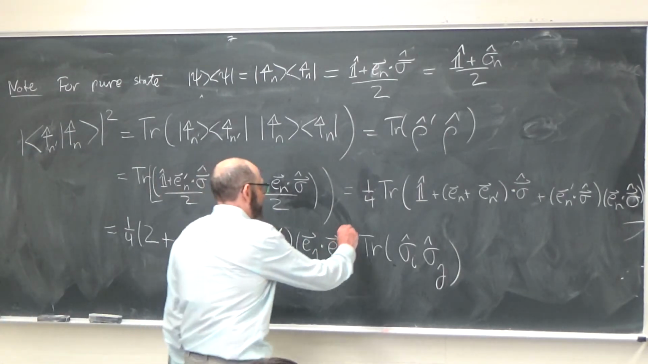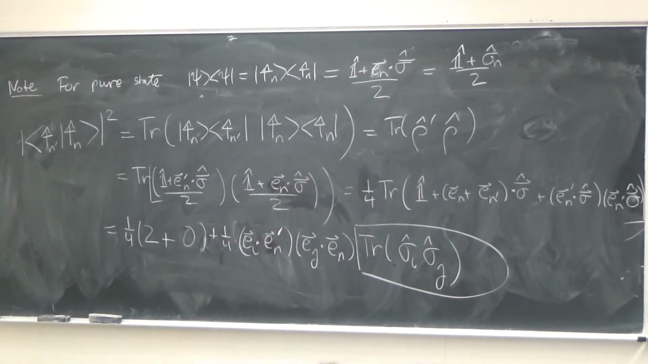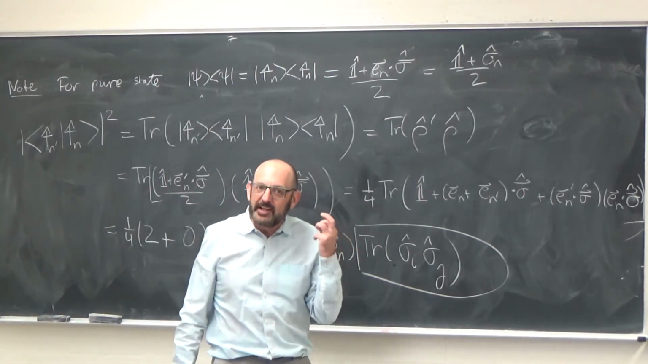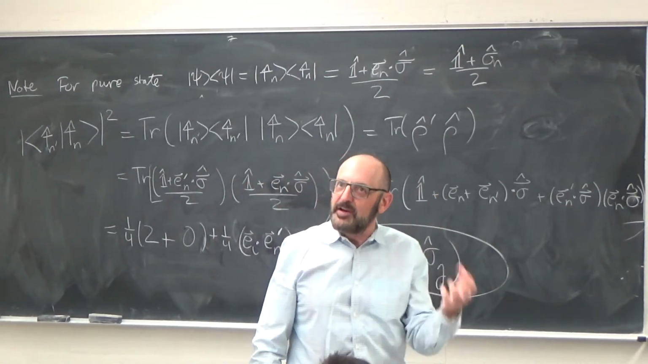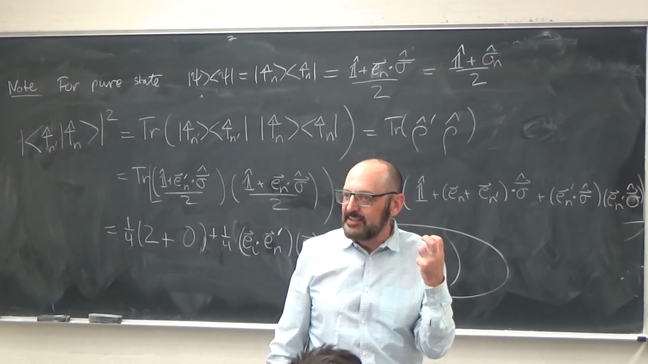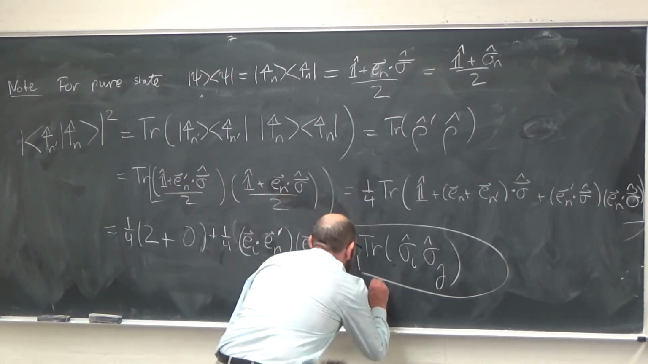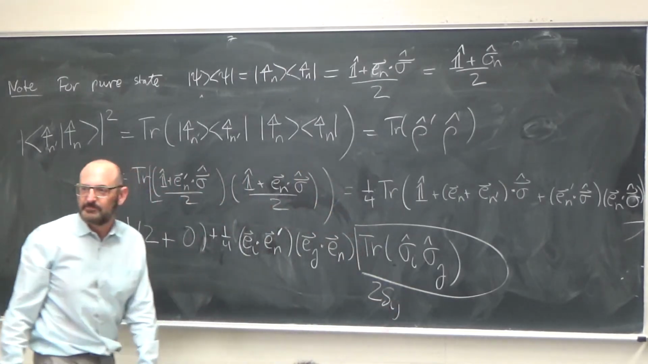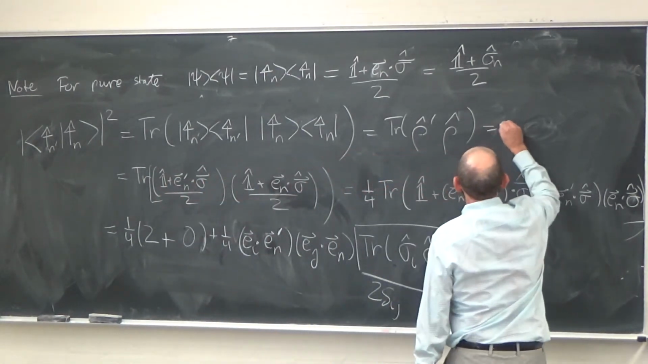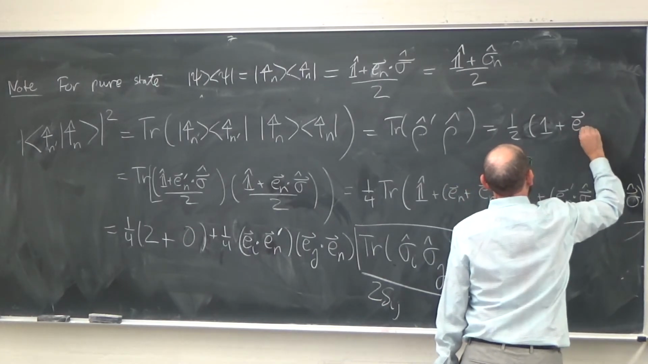So what is this trace? Remember that sigma i times sigma j was i epsilon ijk sigma k. The trace of that is 0, plus delta ij times the identity, and the trace of the identity is 2. So this is 2 delta ij. And so when putting it all together, what I get is that this is equal to 1/2 (1 plus, this is so beautiful, I love this.